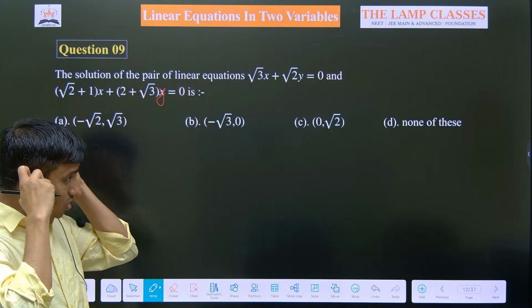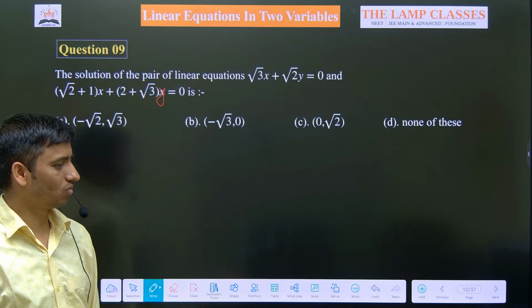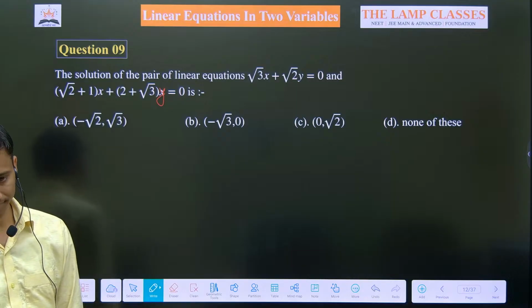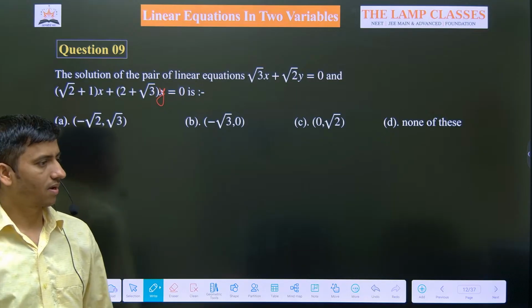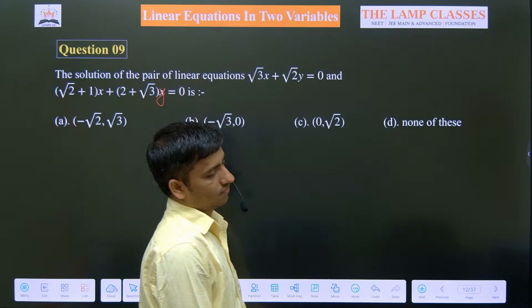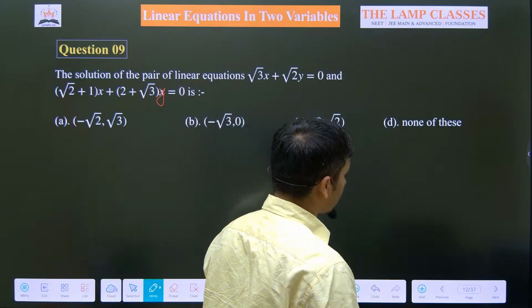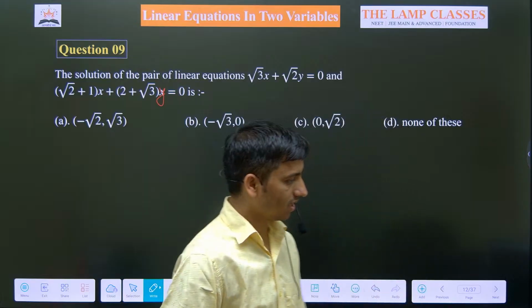I don't think you have to do the calculations here, no? Too many calculations. Can we tell it definitely has a unique solution? Guys, can we tell it has a unique solution? Because clearly you can say a1 upon a2 and b1 upon b2 are not the same, right?